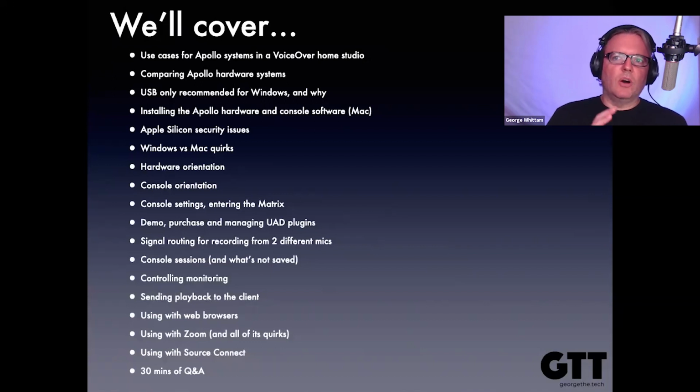We'll talk about USB only, and why, for Windows users, I recommend only using their USB-equipped interfaces. Then installing the hardware on your system and the console software. I'm demonstrating today, obviously, on a Mac, so most everything I'm going to be doing will be relevant, but you'll be seeing a Mac. I'm going to talk about the Apollo Silicon security issues that some of you are going to run into when you install this on a Silicon Mac. That means a Mac that's running the M1 or now the M2 processor.